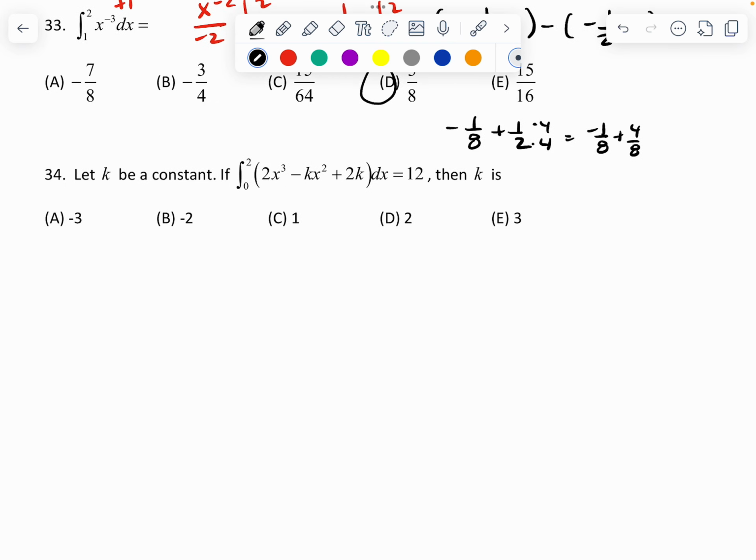All right, number 34. Let k be a constant. What is the value of k? All right, so you guys, if your k is embedded somewhere in your integral, you can't be like, I don't know how to do this. You just do the problem, okay?